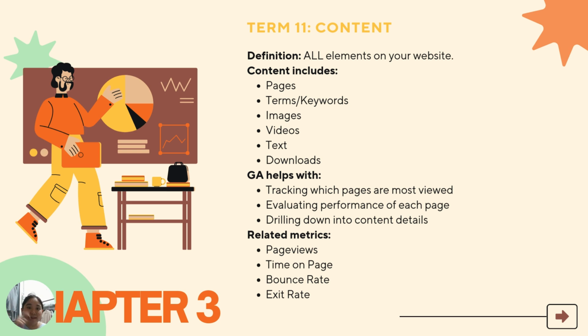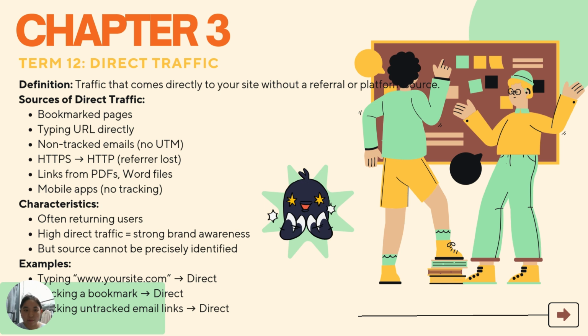Term 11, content. It is all the elements on your website. The content can include pages, terms or keywords, images, video, text, and downloads. Google Analytics can help with tracking which pages are most viewed, evaluating the performance of each page, and drilling down into the content details. The related metrics are page views, time on page, bounce rate, and exit rate.